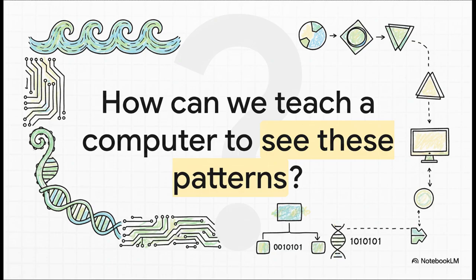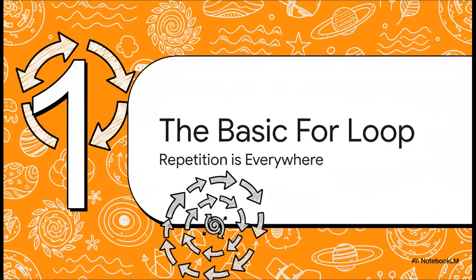So, that's the big question, right? How do we take this elegant, natural repetition and translate it into a language a computer can actually understand? How do we build these rhythms right into our code? Well, we do it with this incredibly powerful tool called a loop. And we're going to start with the real workhorse of the bunch, the for loop. Honestly, think of this as your number one tool for mastering repetition in code.